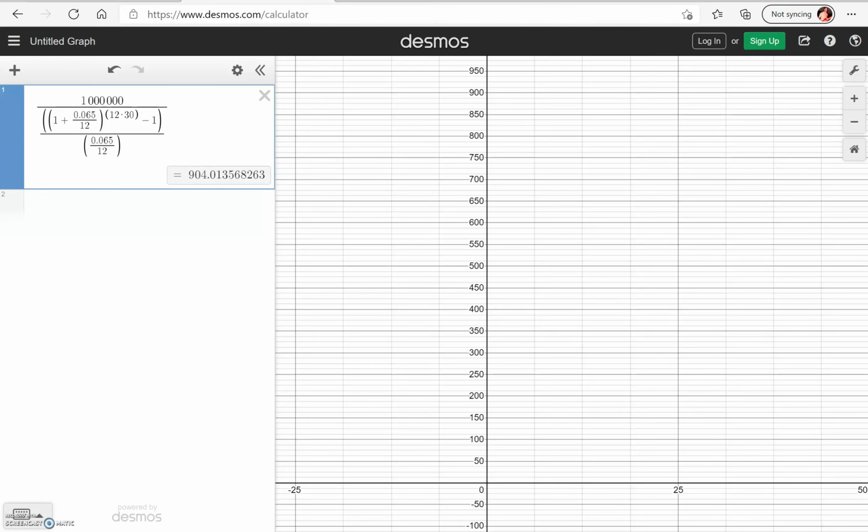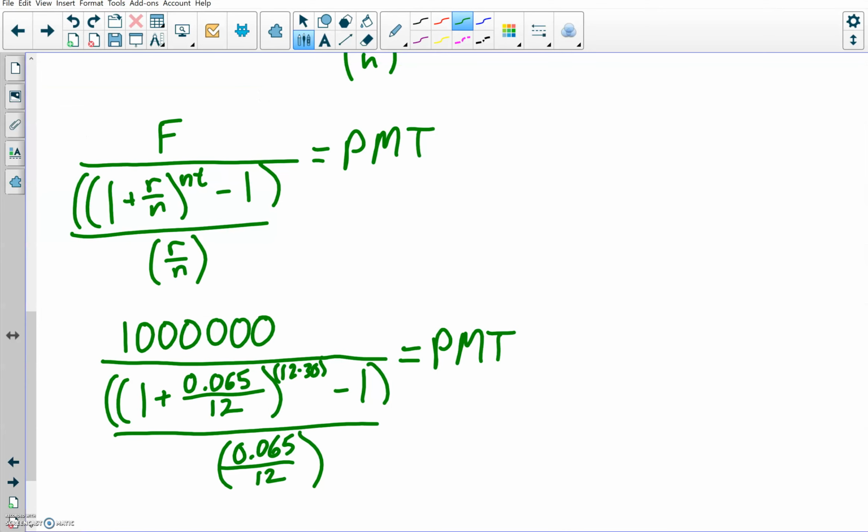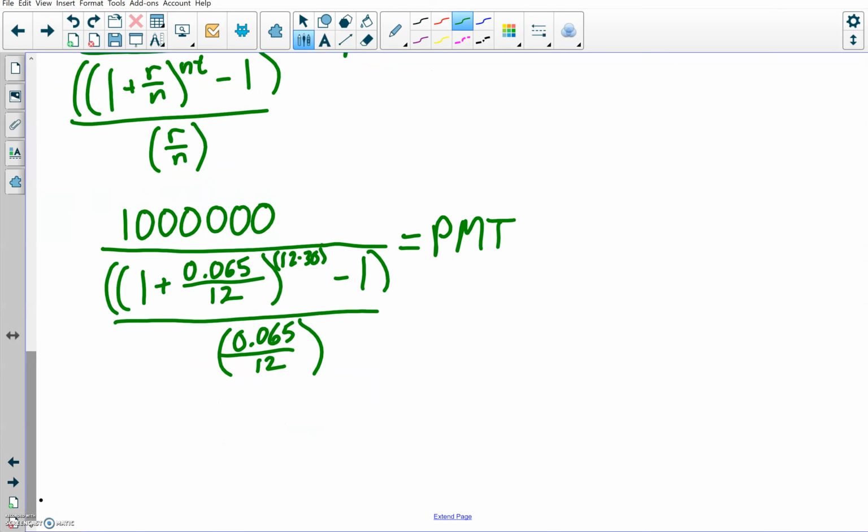So you can see now the answer for the payment. She needs to pay $904 a month at that interest rate in order to get to $1 million in 30 years. So that would be the answer here, $904.01.